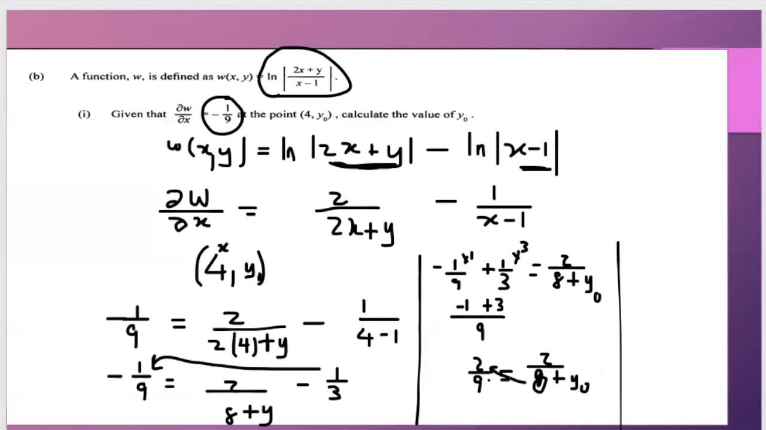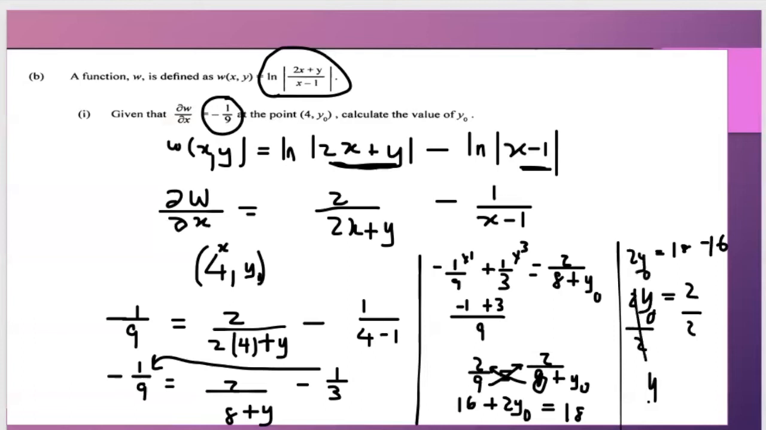And for this, I can cross multiply. So cross multiplying these two, I will get rid of the denominator. So 2 times 8, that's 16. 2 times y, that is 2y. And equal sign, 2 times 9, that's 18. Now carrying the 16 over, it becomes negative. So I have 2y is equal to 18 minus 16, so that will give me 2. So I have 2y equals 2, and I divide both sides by 2. So this cancels, so y is equal to 1. And that's it.